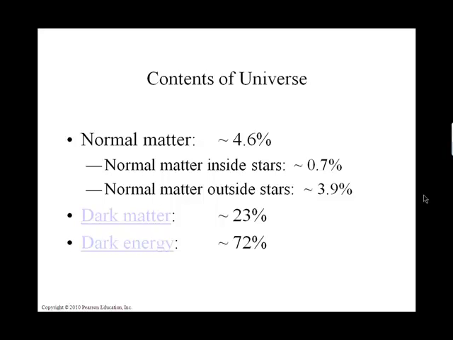Most of that matter is, well, 0.7% of that matter is associated with stars, and 3.9% of that normal matter is outside of stars. That would be planets and nebula and that sort of thing. The remaining stuff in the universe, 23%, is dark matter. And 72% of the universe is still energy, specifically it's dark energy.